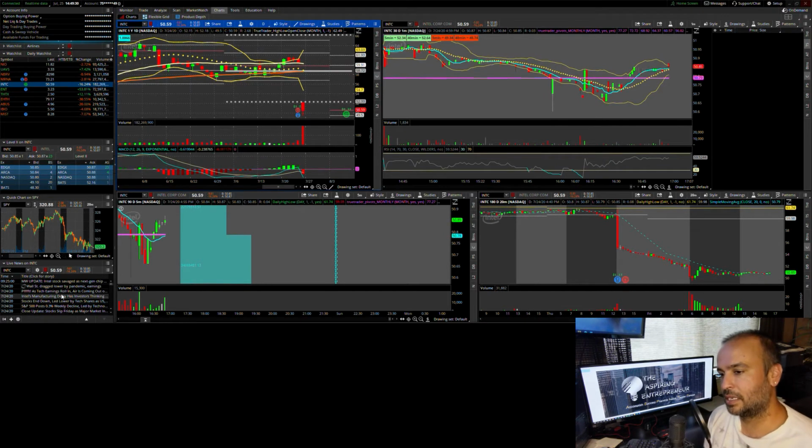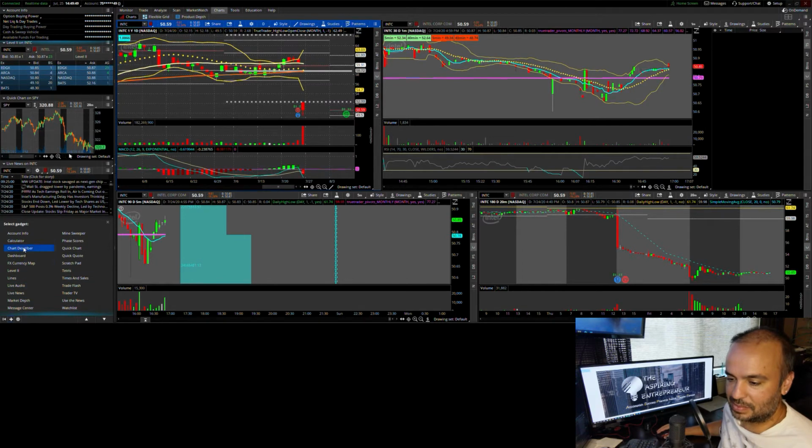So if it's something like a pharmaceutical company that's come up with a new drug that got FDA approval, that news is going to lead that stock to skyrocket immediately. So you really want to pay attention to news. Again, this is built in within the platform. You can go here to add, and you can actually add some of these gadgets.